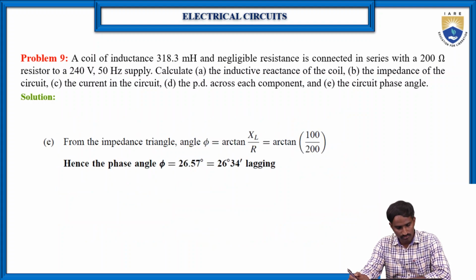Then finally we come to the last one, that is the circuit phase angle. In the previous problem we discussed that phi is equal to tan inverse of XL by R. We know the XL value and R value. Substitute these XL and R values in this equation, then you will get the phase angle between the voltage and the current, that is phi is equal to 26.57 degrees.